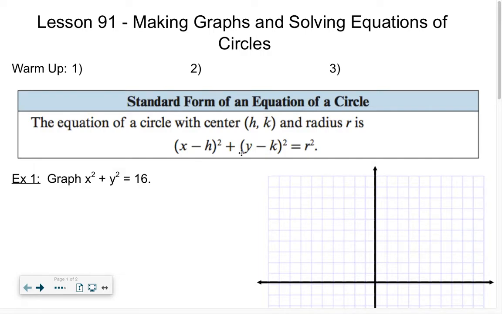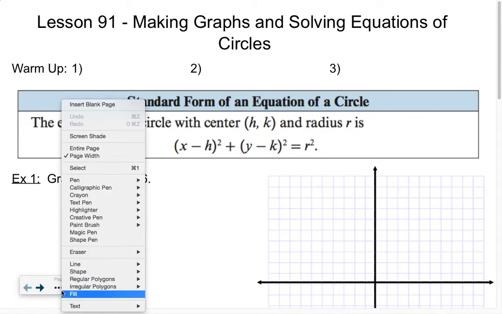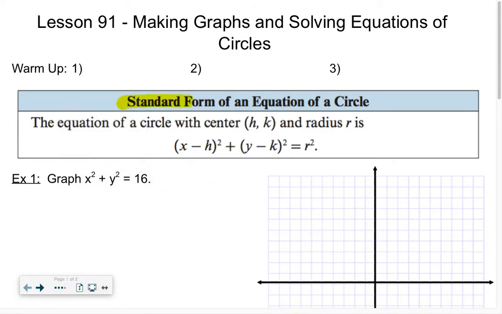Lesson 91, we're making graphs and looking at the equation of the circle. So it's a nice specific topic that we're looking at. Just breaking down how we connect the equation to the circle as well as its graph. This is the standard form of the equation of a circle. It goes (x minus h) quantity squared plus (y minus k) quantity squared is equal to r squared.